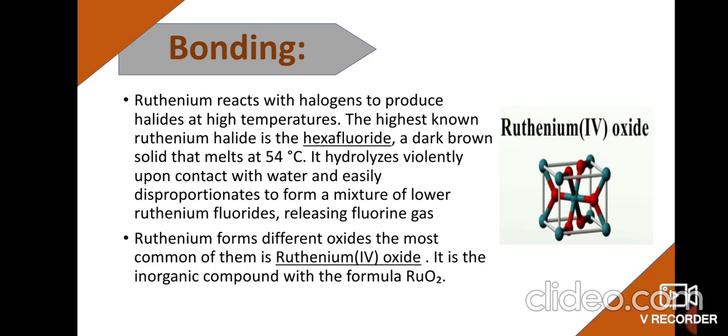The highest known ruthenium halide is hexafluoride, a dark brown solid that melts at 54 degrees Celsius. It hydrolyzes violently upon contact with water and easily disproportionates to form a mixture of lower ruthenium fluorides, releasing fluorine gas. Ruthenium forms different oxides. The most common of them is ruthenium(IV) oxide. It is an inorganic compound with the formula RuO2.